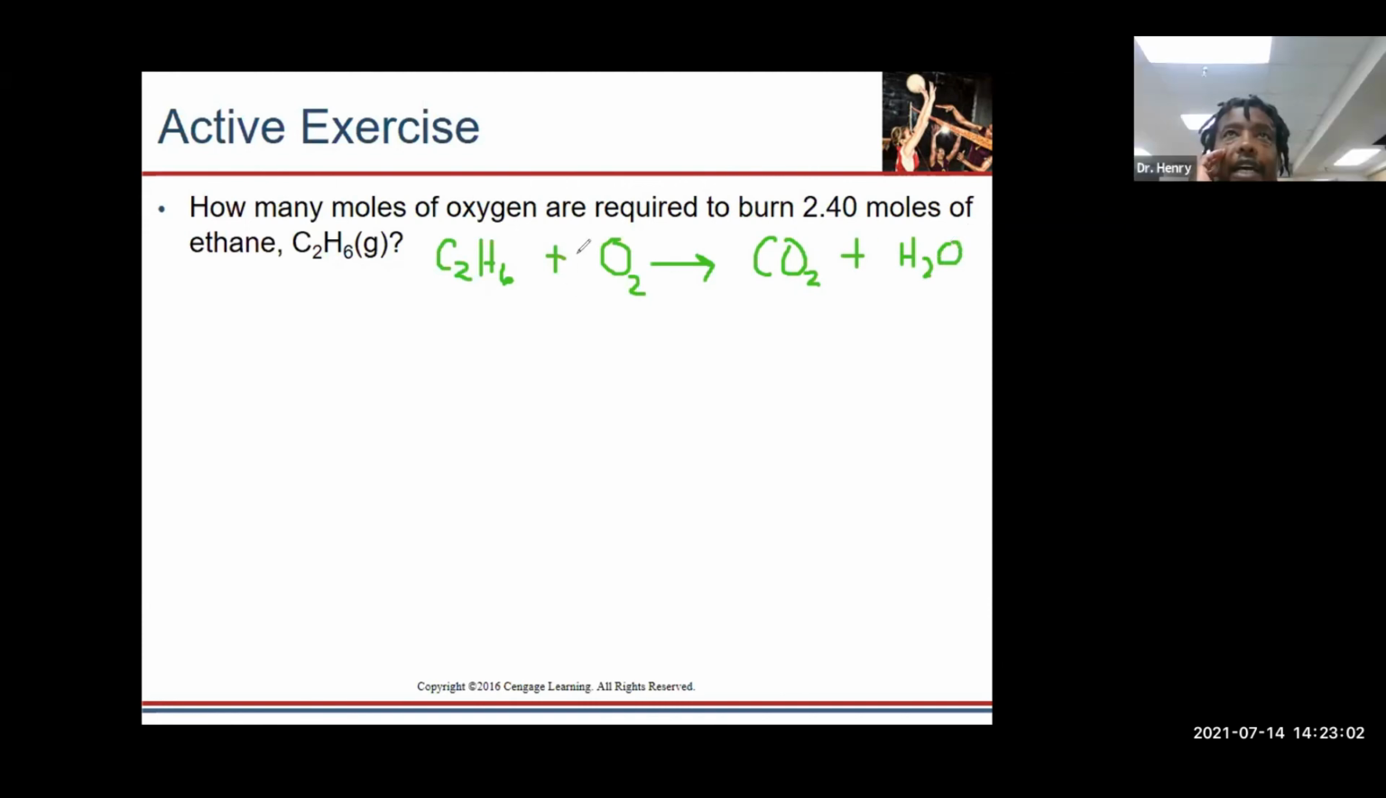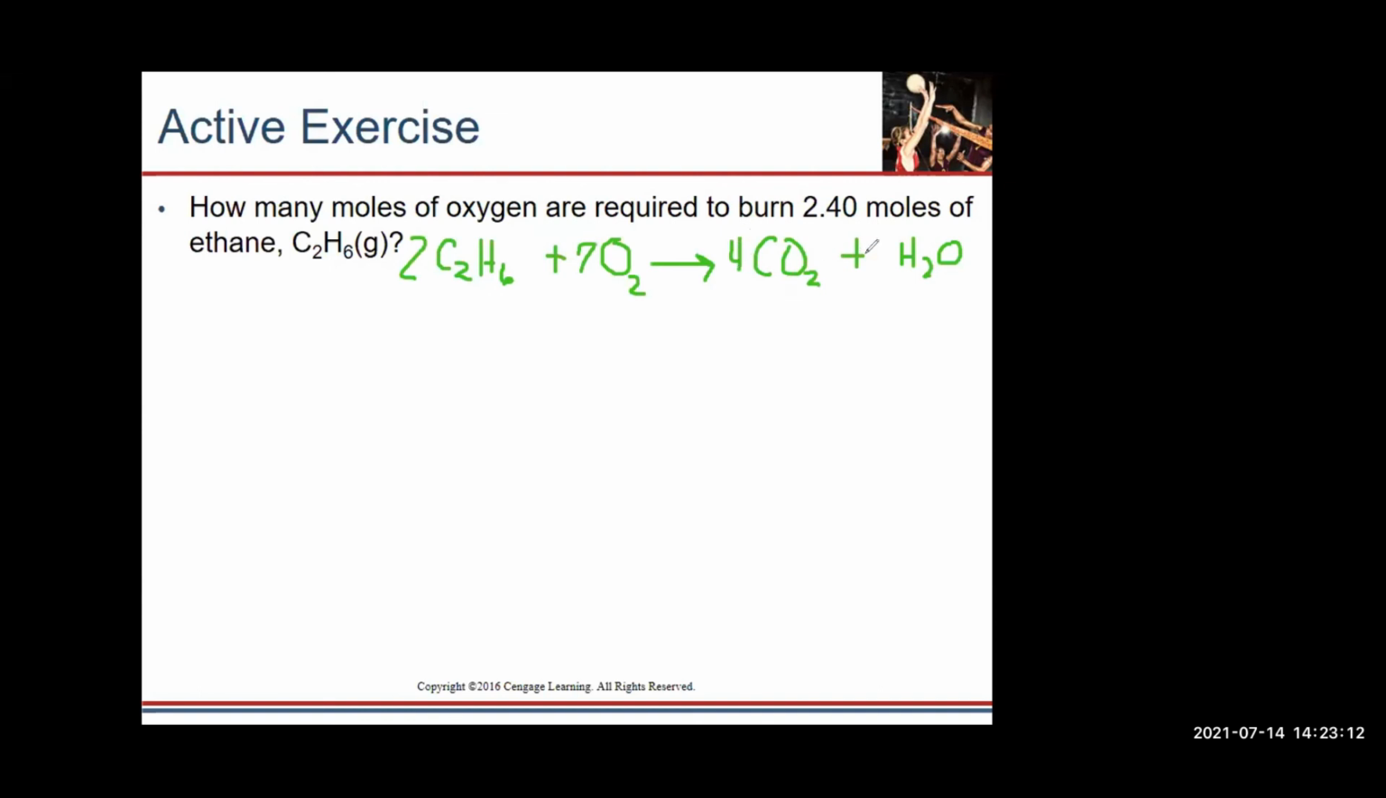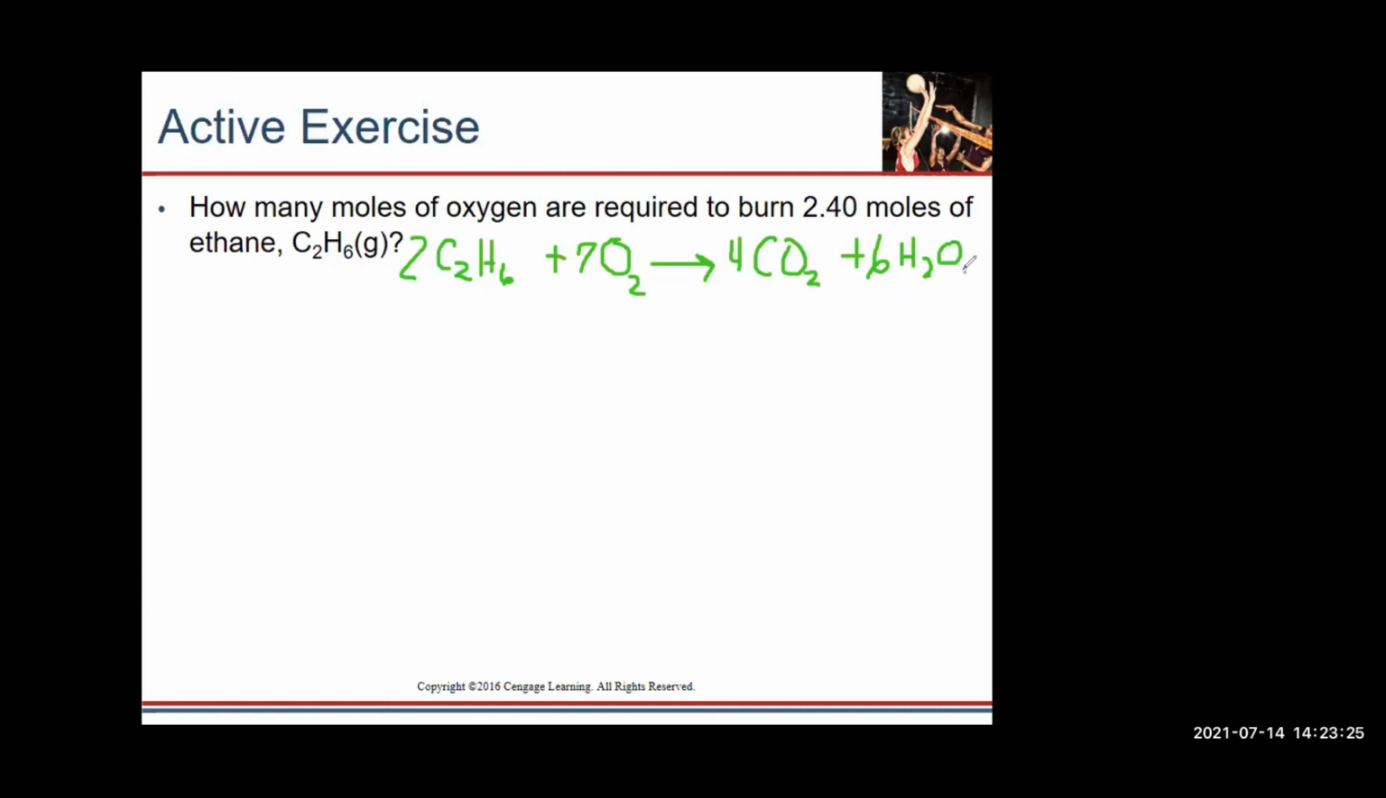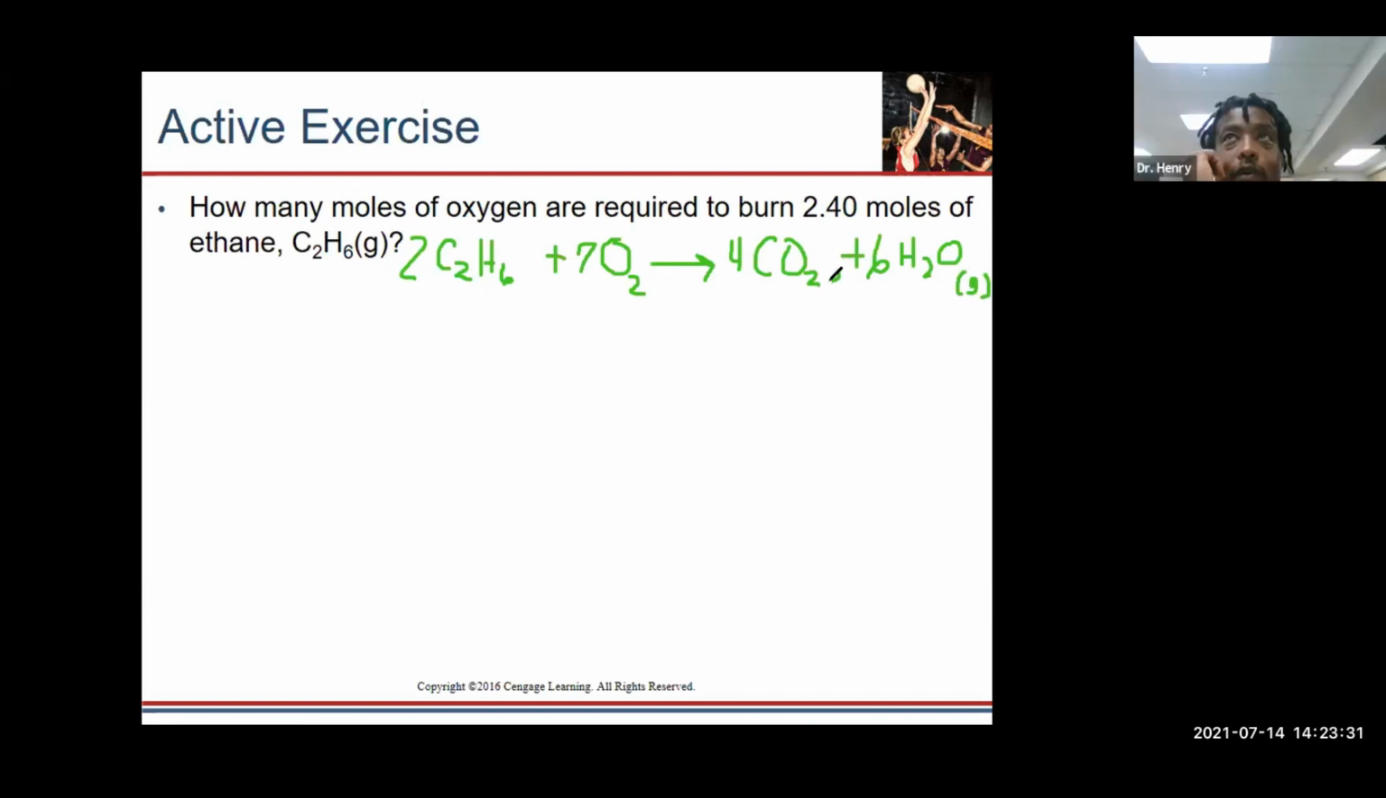So we balanced this the last time, if I remember correctly. We had a 7 here, we had a 2 here, we had a 4 here, and we had a 6 here. Okay, so is it balanced? Yes. Yep, I forgot my coefficients. Thank you, Alyssa. I've gotten that wrong on my test.